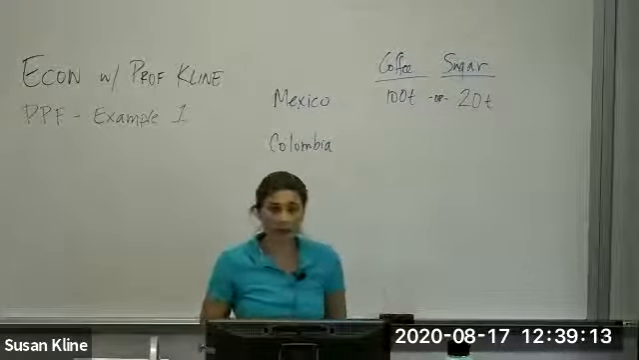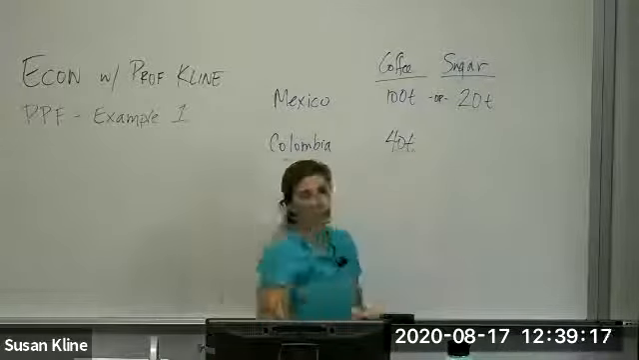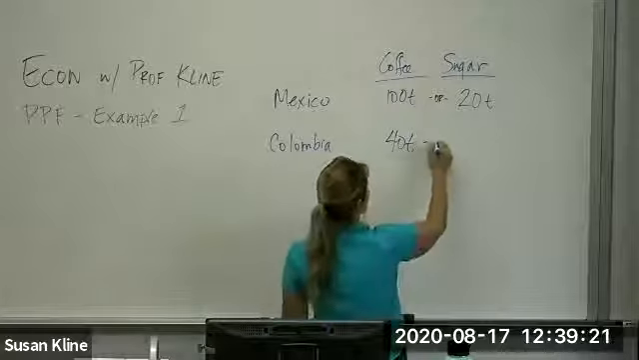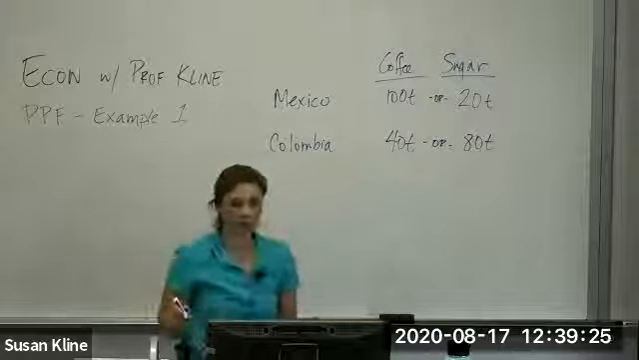For Colombia, we're going to assume that they can produce 40 tons of coffee. And again, none of this is real. These are made up examples. Or 80 tons of sugar, all right?